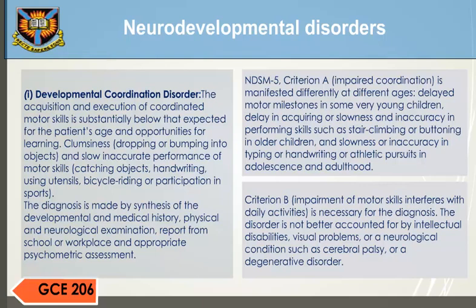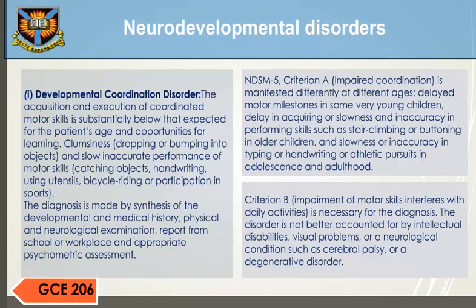1. Developmental coordination disorder. The acquisition and execution of coordinated motor skills is substantially below that expected from the patient's age and opportunities for learning. Clumsiness, dropping or bumping into objects, and slow, inaccurate performance of motor skills, such as catching objects, handwriting, using utensils, bicycle riding, or participation in sports.